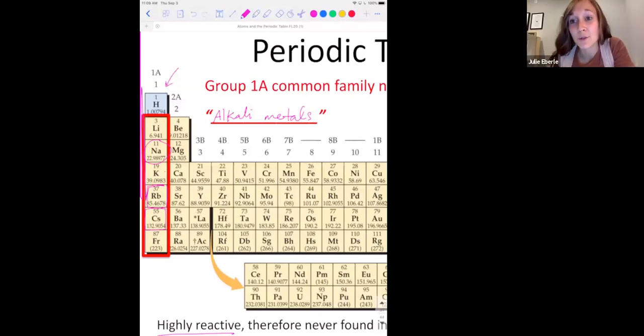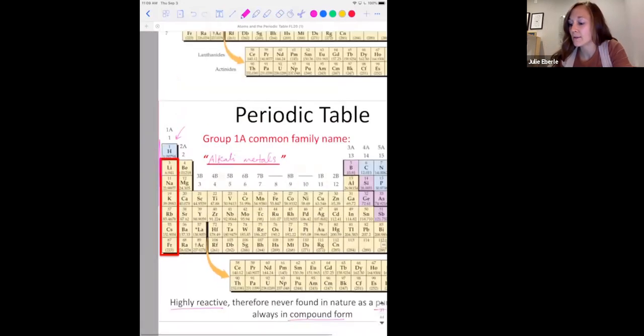As you go down this group, they become more and more reactive. So I just wanted to give you all a visual of that. If we were really cool, we would actually go do these experiments in person, but we can't. Okay, so that's group 1.